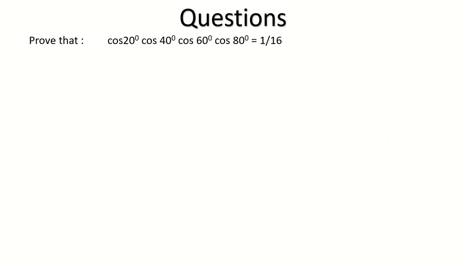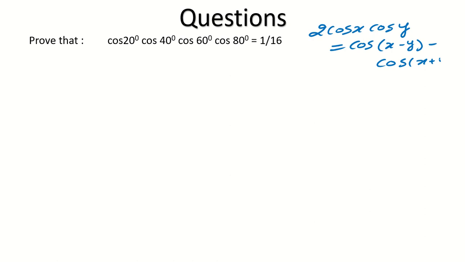Okay. Now another question can be, prove that cos 20 into cos 40 into cos 60 into cos 80 is equal to 1 over 16. So what you can do here, you see it's matching with this identity, 2 cos x cos y. It is equal to what? Cos x minus y plus cos x plus y. So here you can see we know the value of cos 60. Yes, it is 1 over 2.